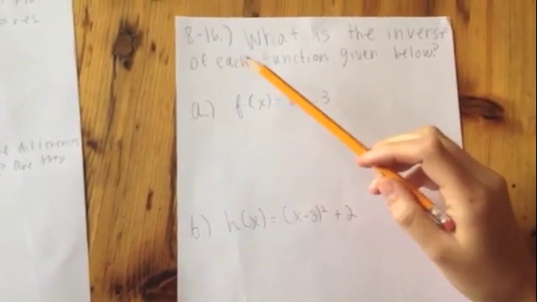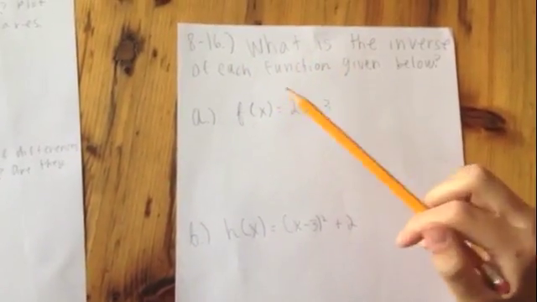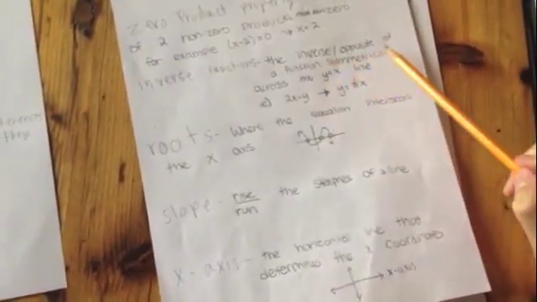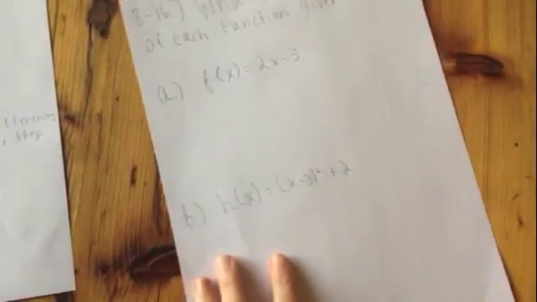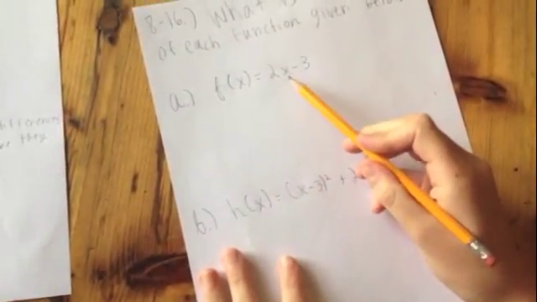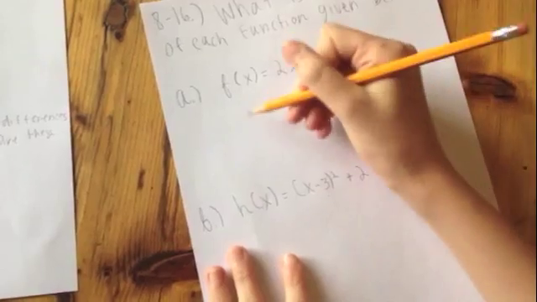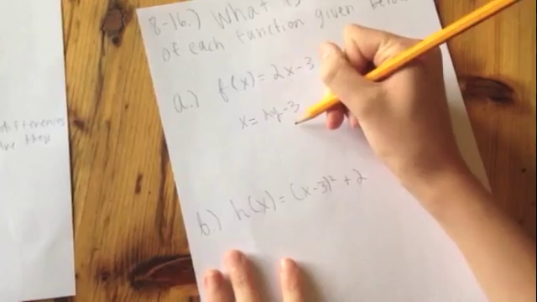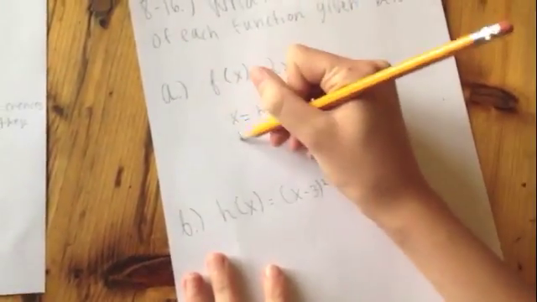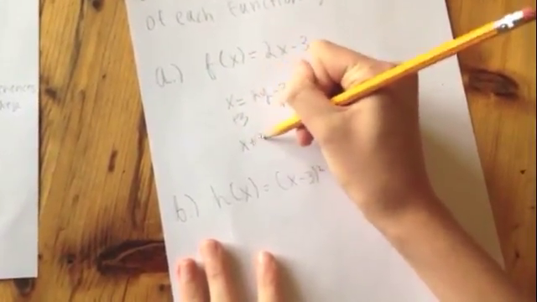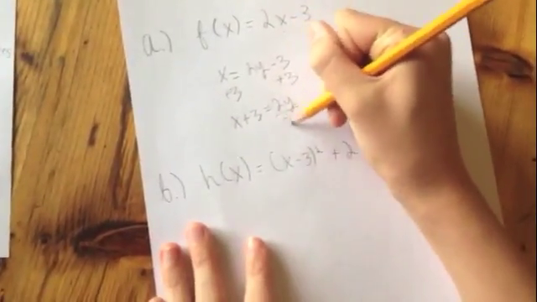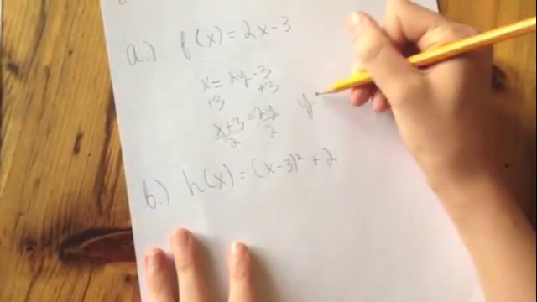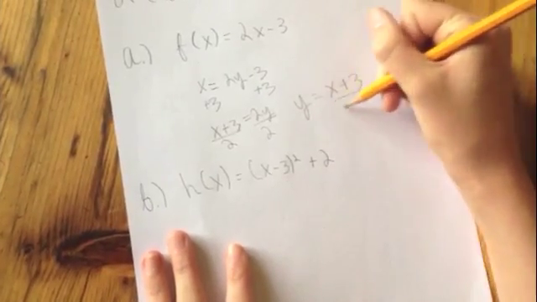For problem 816, we are going to find what the inverse of each of the following functions is below. Since we know the definition of an inverse is the opposite of a function, we will basically be setting x as y and y as x. So x equals 2y minus 3. You're just going to do the opposite on both sides, and then divide by 2. Y equals x plus 3 all over 2, and that is your inverse.